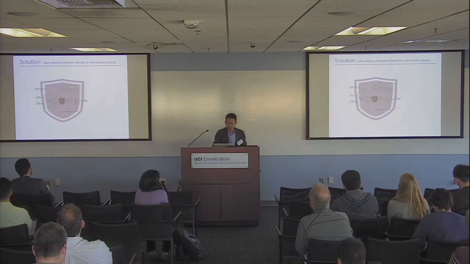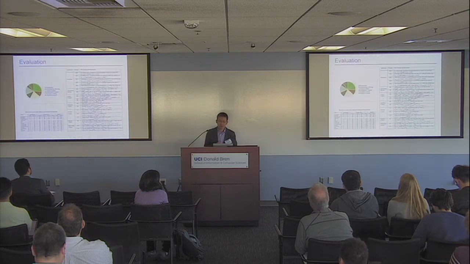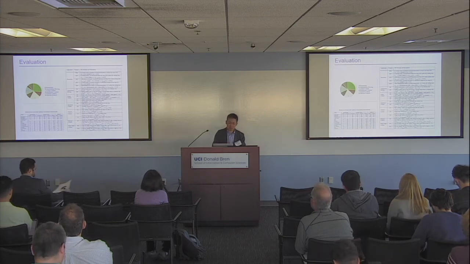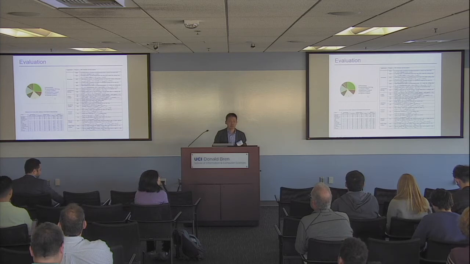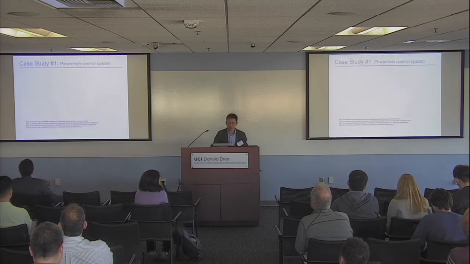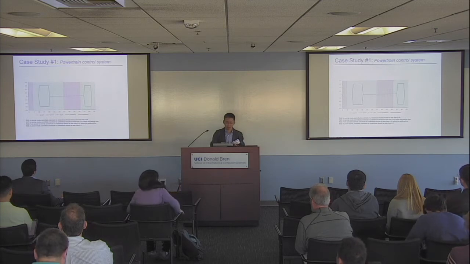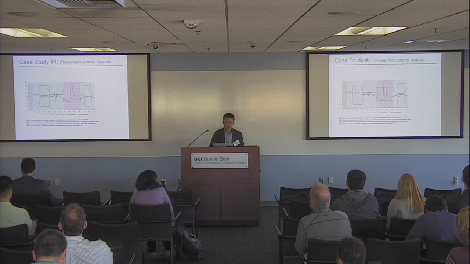So we tried this out on some control systems. There is, for example, powertrain control, autonomous driving, different kinds of controllers, and we find that quite effective. One of these case studies, for example, is from automotive powertrain control, and these are the simulation traces. There is some safe region and unsafe region. For example, this is going out of the safe region, and when we attach the shield, it can automatically fix it, and the solid line is the fix.